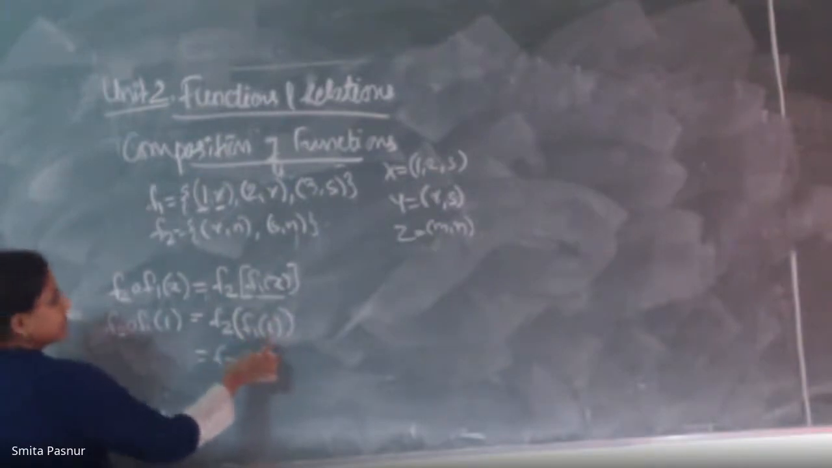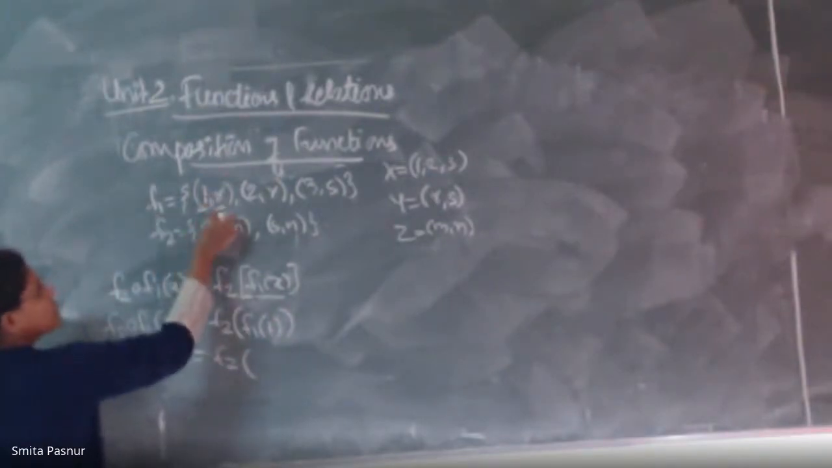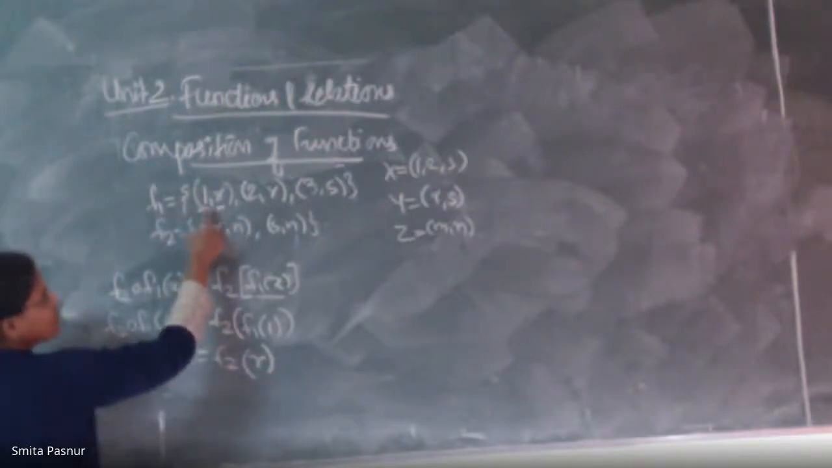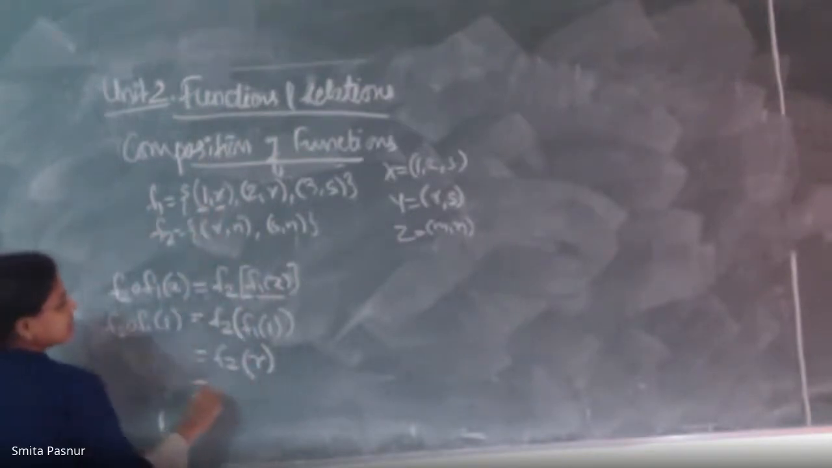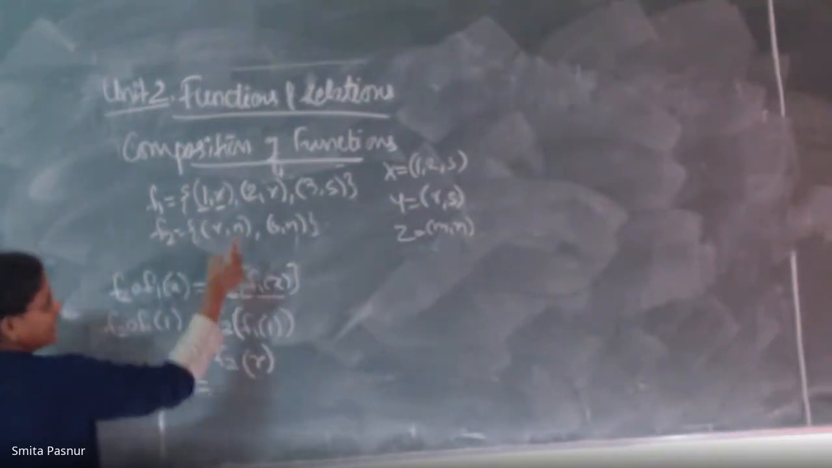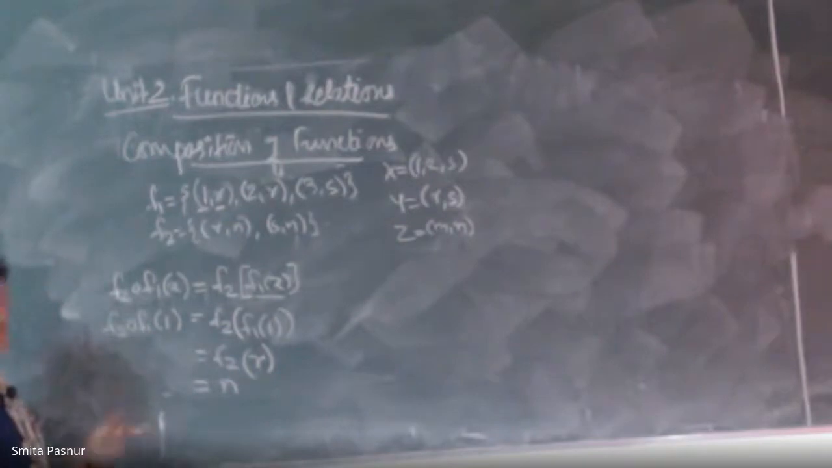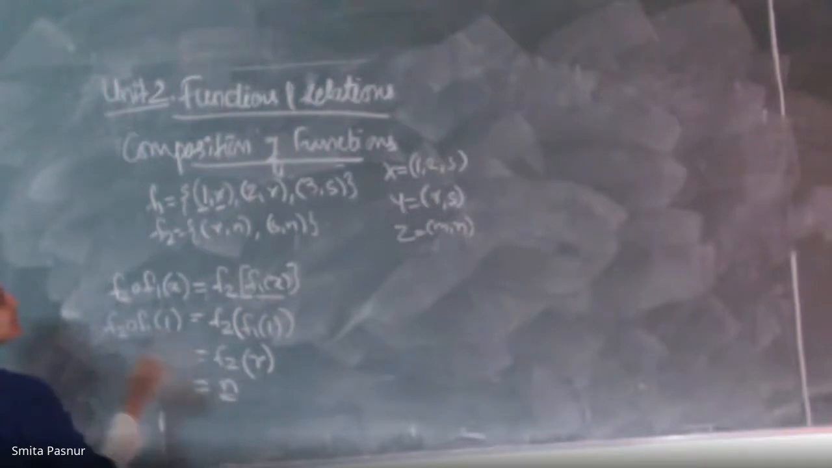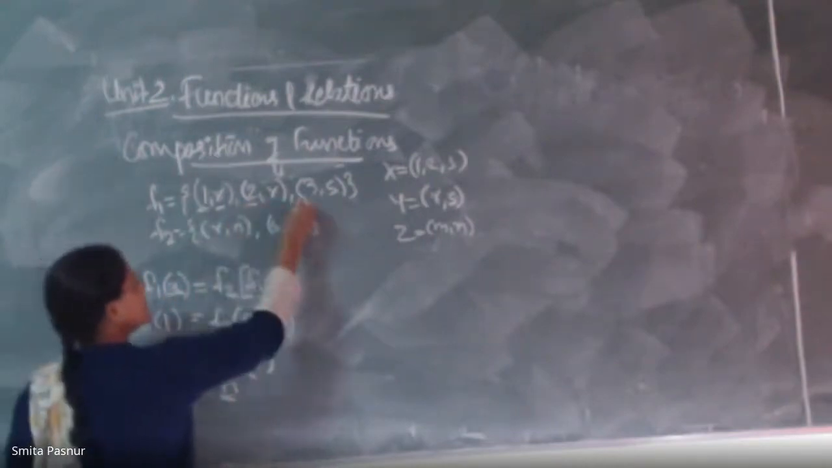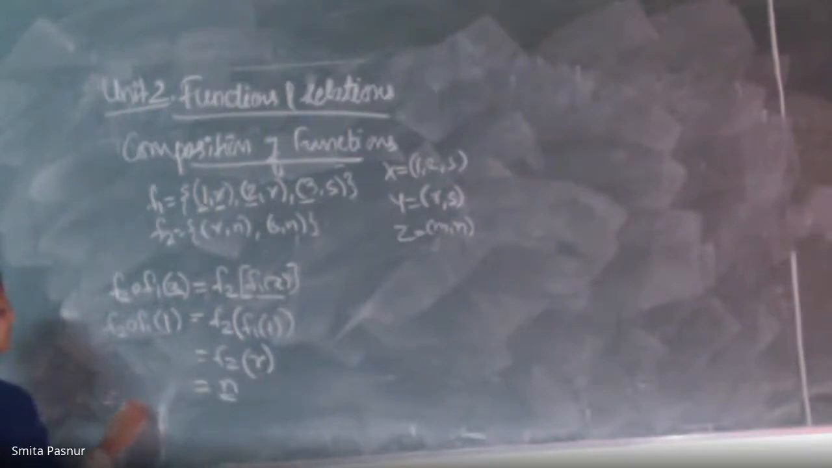Now F1 of 1. So 1 comma, what is given here? R. So just write down R here. F1 of 1 is 1 comma R. Then F2 of R. F2 is here. F2 of R, so R comma what is here? N. So write down N. The output of this is 1 comma N. Understood? So this is not the answer, because X is anything, no? You have only tried with 1. There is 2, there is 3 also. So you have to go for F2 composition F1 with 2.